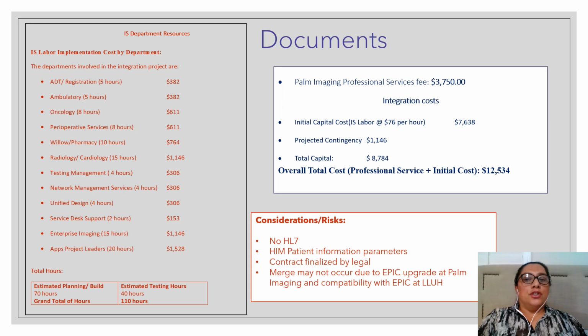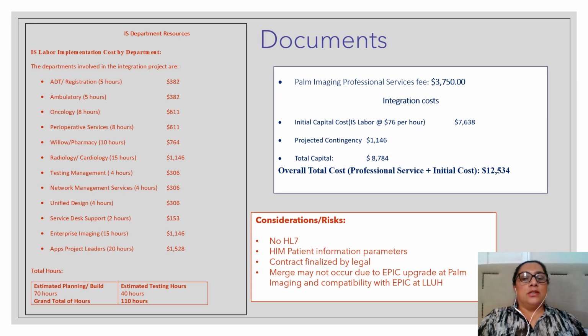This slide shows documents or deliverables that I worked on during the project, knowing the departments involved for the IS department resources. The departments involved on the left, who are involved in the project, were determined at the IDT meeting and who will and will not participate. So the total amount of hours involved for the IS department and the resources needed is about 110 hours.